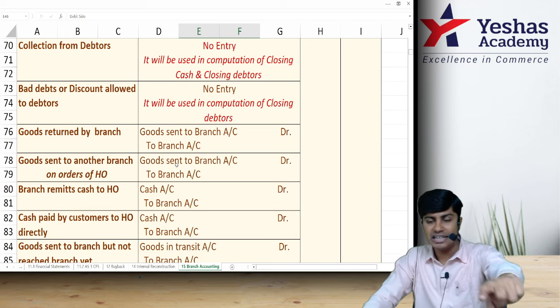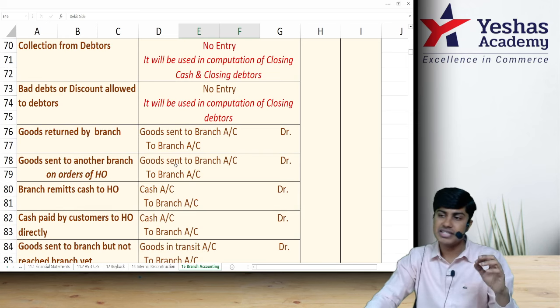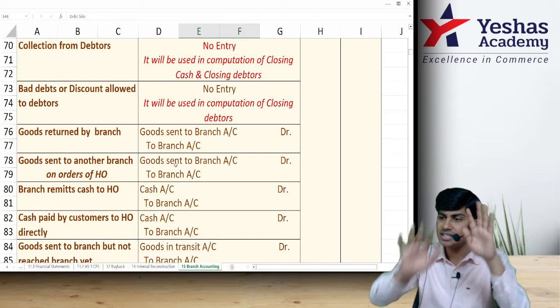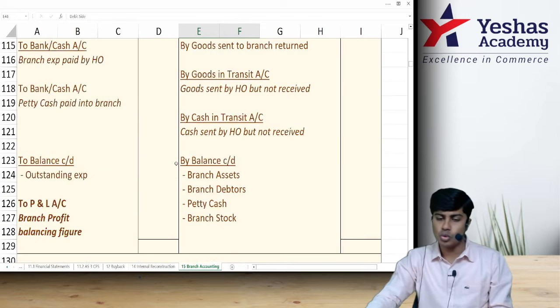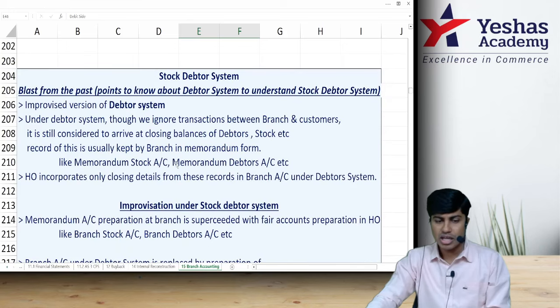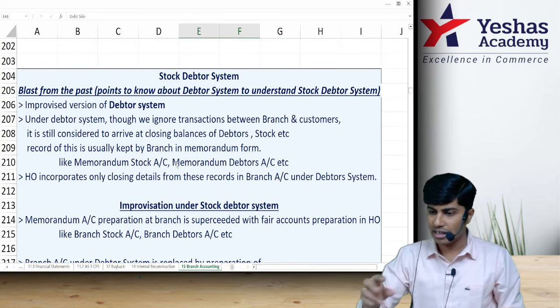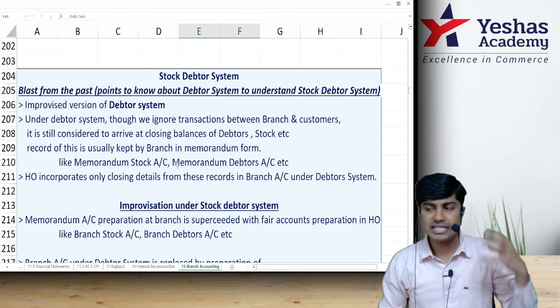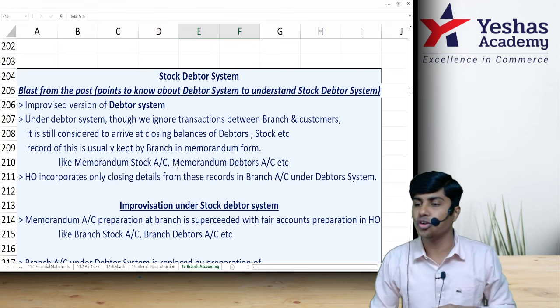What will I do? I'll teach you the stock debtor system and we'll see the debtors and stock debtor system journal entries simultaneously. Flip to stock debtor system. Under the stock debtor system, we treat the branch as a debtor, but there is a small upgrade. This method is an improvised version of the debtors method.